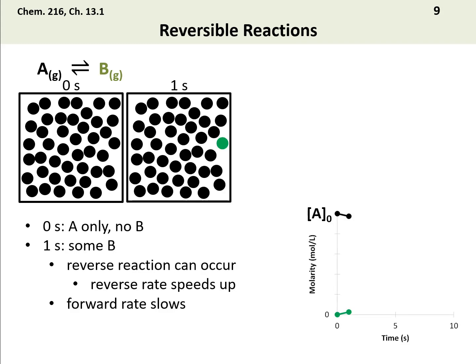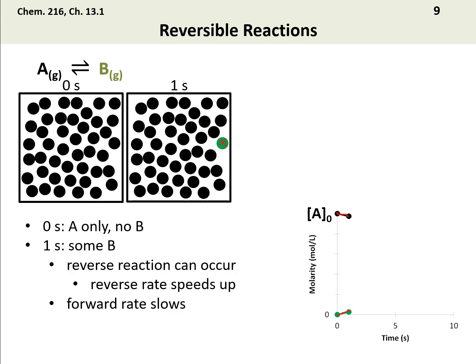So I can say that at the beginning, I have some A, and I lose some, so my molarity goes down. I have no B, so my molarity goes up, okay? All right, now at 1 second, I now have some A. I have a lot of A, but I have a little bit of compound B, okay? So what can happen? Well, because I now have some B, I can now have that reverse reaction occurring. I can have some of this B, the green dot, transferring back to A.